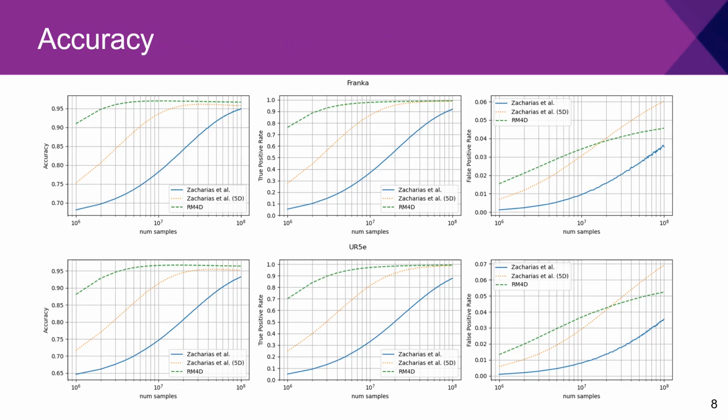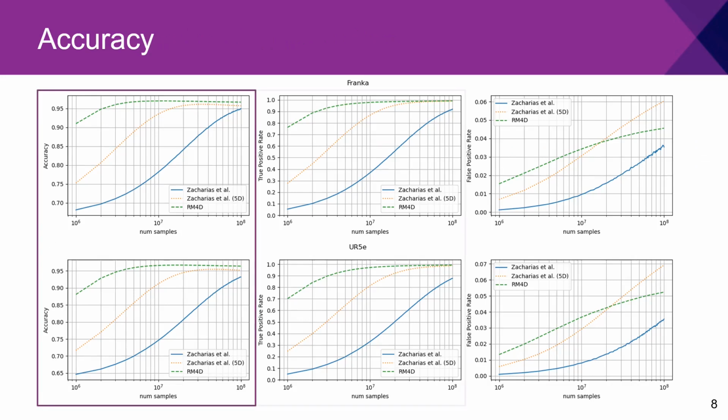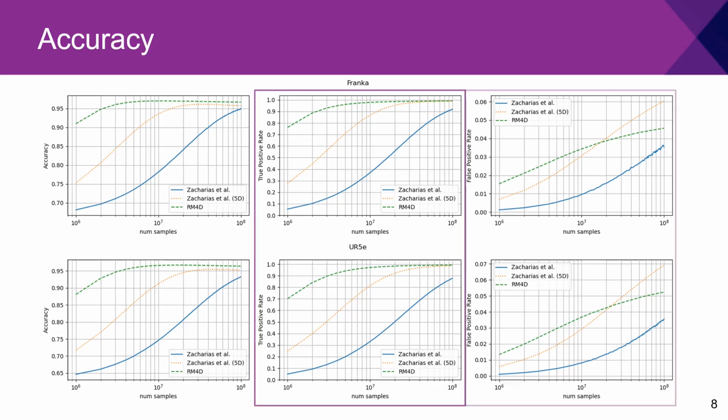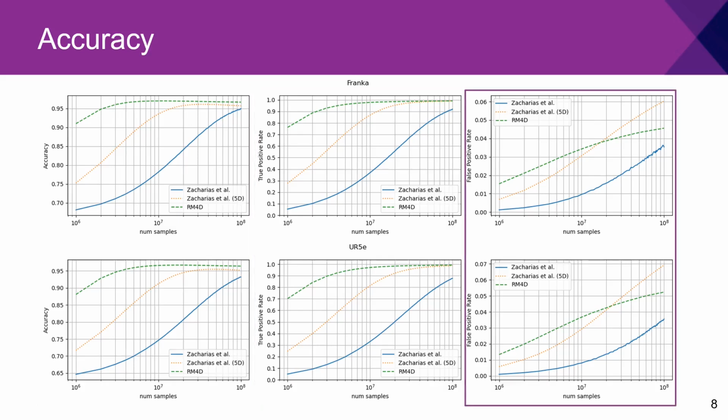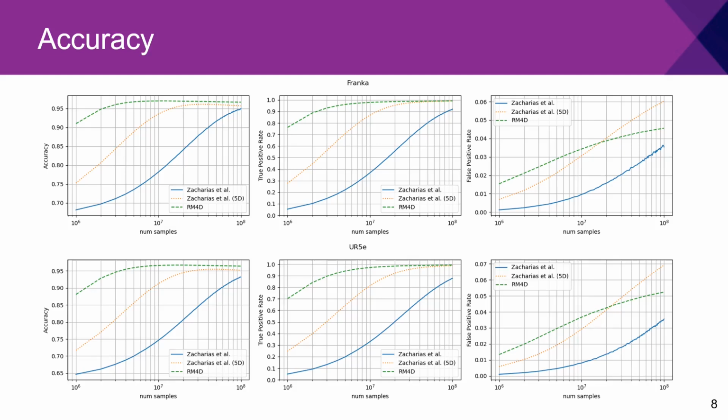Looking at the results, we see the accuracy, the true positive rate or recall, and the false positive rate over the number of samples required to build the map. We notice that RM4D requires much fewer samples to get to an accuracy above 95%, which means that it can be built much quicker. Since we made assumptions, we would expect the false positive rate to be higher, but this is not necessarily the case, even for the Franka Panda in the top half of the plot.